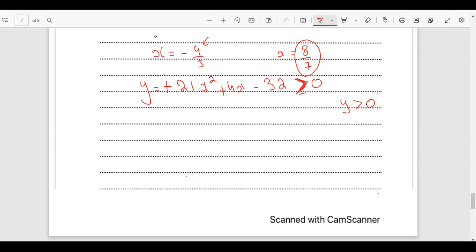Since it is x greater than 8 by 7, that could be a number like 2. If you plug in 2, the inequality is 2 minus 5x greater than 2 into x minus 3. So it would give you 2 minus 10 greater than 2 into 2 minus 3, and that is minus 8 greater than 2 into 1. So it's clearly not greater than. That is why we are discarding it.